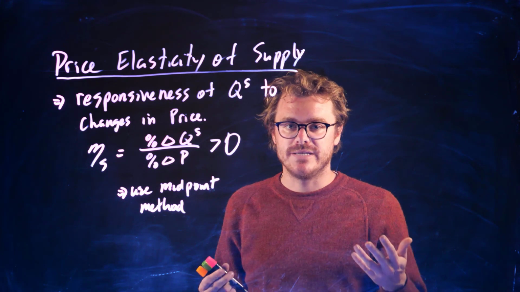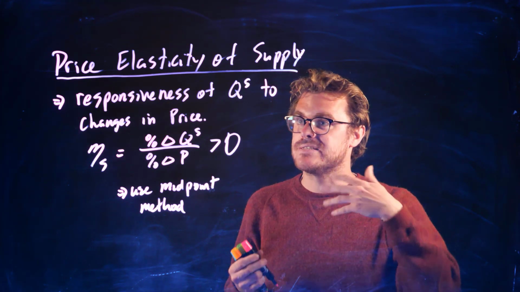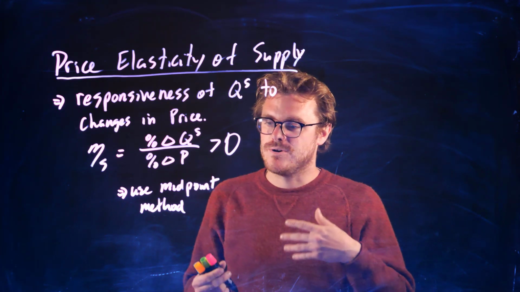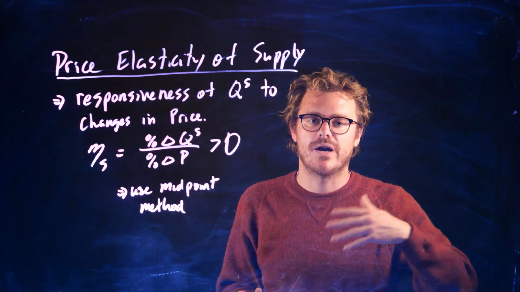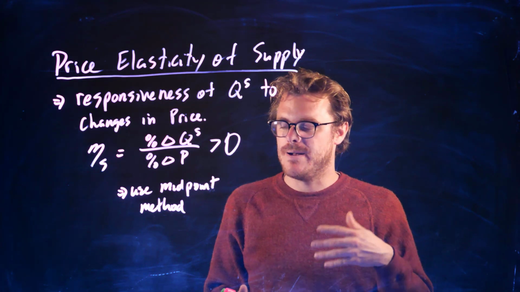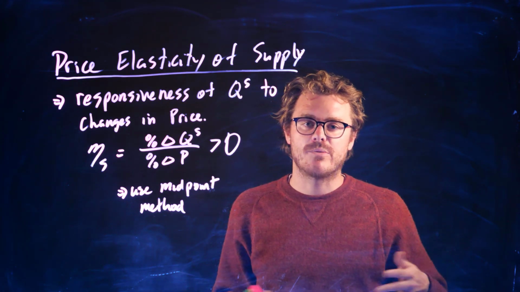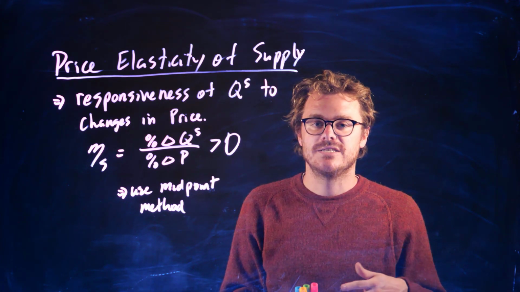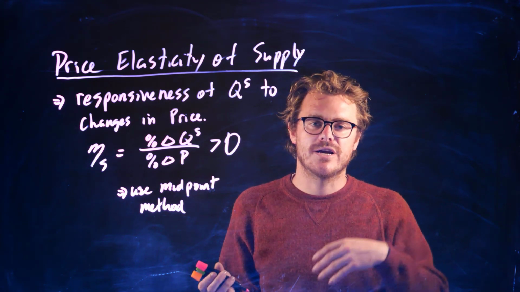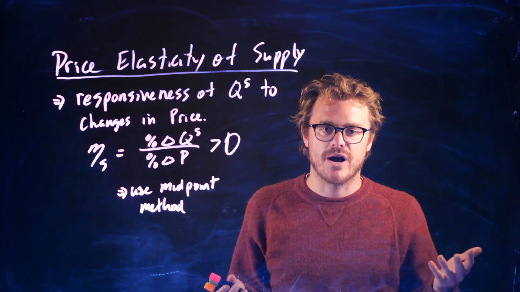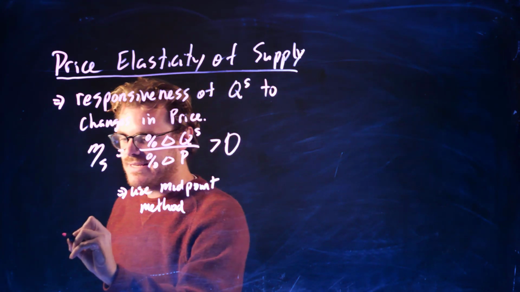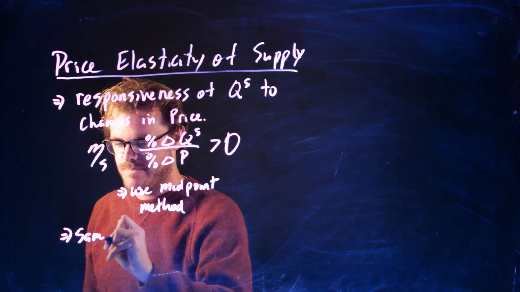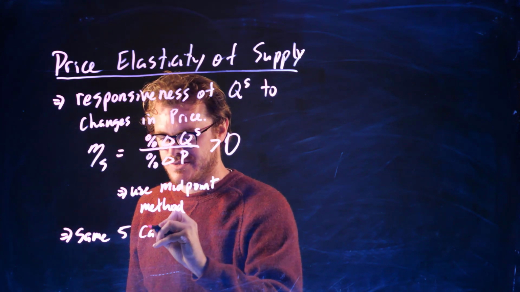There are also determinants of the price elasticity of supply. And so, the real determinant is going to be how easy it is for them to change their quantity supplied in response to changes in price. So it might be really hard with their production process to change how much they're supplying to the market on quick notice from some change in price. And just like demand, we have the same 5 classifications.